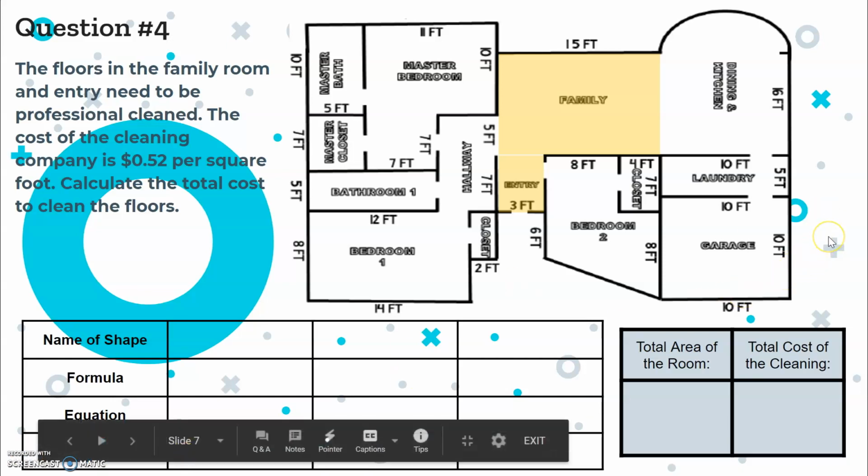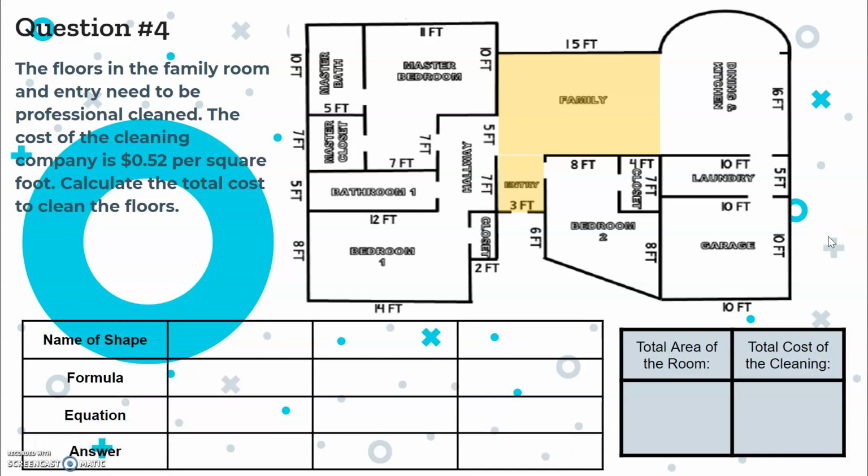Okay, there we go. All right, question number 4. The floors in the family room and entry need to be professionally cleaned. Usually those are the high traffic areas in a house. Because the entry is right there by that front door, and the family room is usually where everyone kind of meets together. If you have guests over or anything, everyone kind of sits in the family room with your couches, and usually that's where the big TV is.